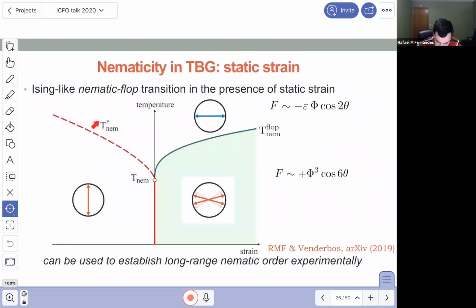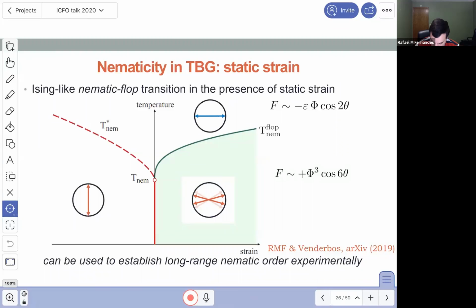If you apply compressive strain, nothing happens. In other words, it's always the director pointing along zero. But if I apply tensile strain, the director should move from zero and start moving towards one of these two, but I have to choose one of the two, so I have a broken symmetry. We call this nematic flop transition because the director flops, similar to what happens in some spin systems, okay?